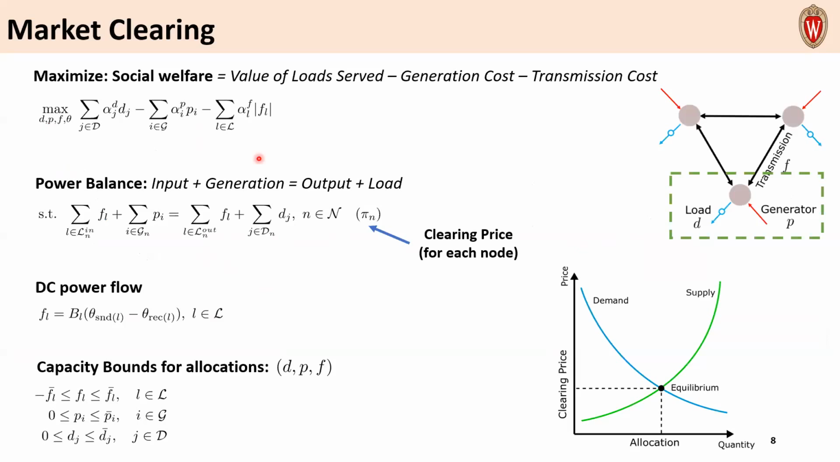So with that, here is the optimization problem that the ISO solves. The objective is to maximize the social welfare function, where we maximize the total value of load served and minimize the cost of generation and transmission. The problem is subject to power balance constraints on each node, and the dual variable of these power balance constraints is used as the clearing price, or LMP. The DC power flow constraints here provide a simple physical model of transmission for the market clearing. In the end, the allocation variables are subject to the capacity bounds, which are defined by the bid capacities.